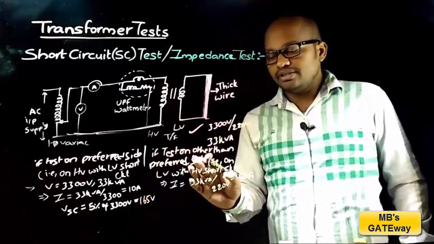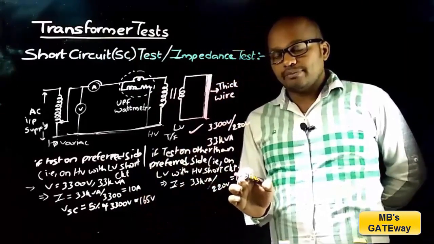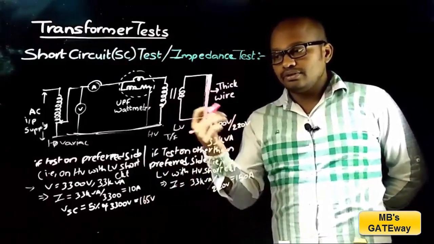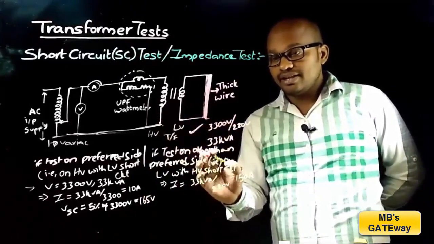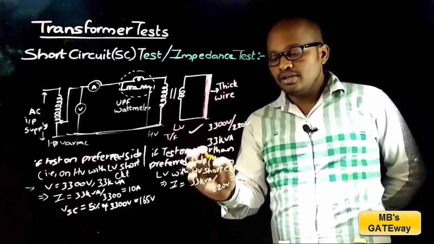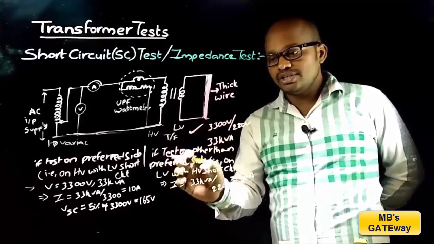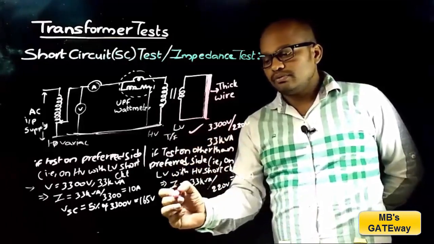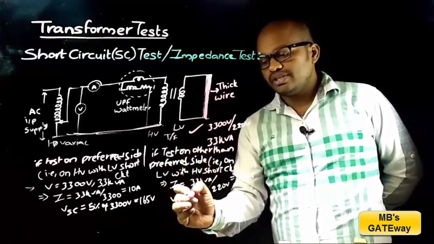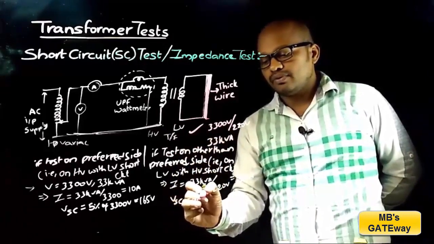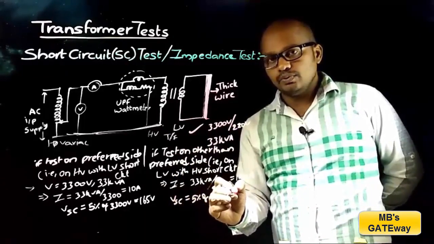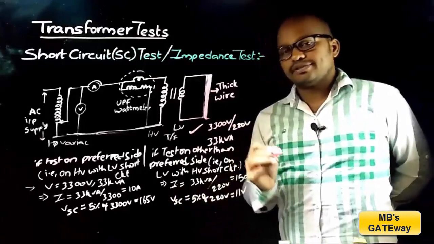And coming to this case, here the rated current is 150 amperes and this rated current is obtained at 4 to 5% of the rated voltage. And here, as the test is performed on the LV side, the rated LV side voltage is 220 volts. So Vsc is equal to 5% of 220 volts, which is equal to 11 volts.